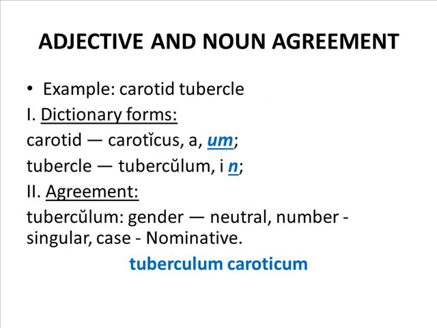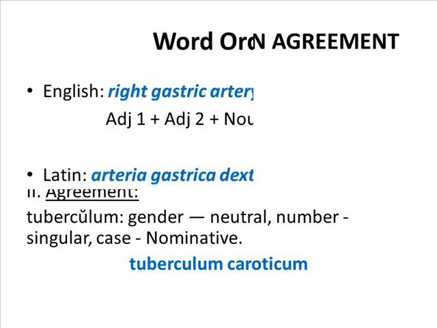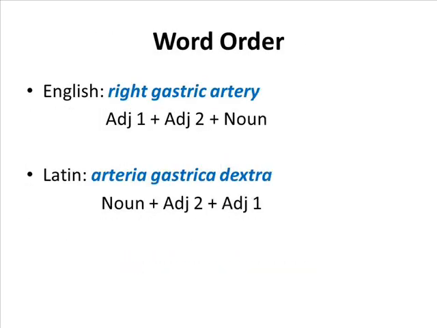Let's translate the following word combination into Latin. First of all, let us write down the dictionary form of every word. Now, let us make up the agreement. The noun is neutral, singular, in nominative case. So in the dictionary form of the adjective we choose the neutral, singular form in nominative case. If we have to agree two or more adjectives with one noun, the word order is the following.